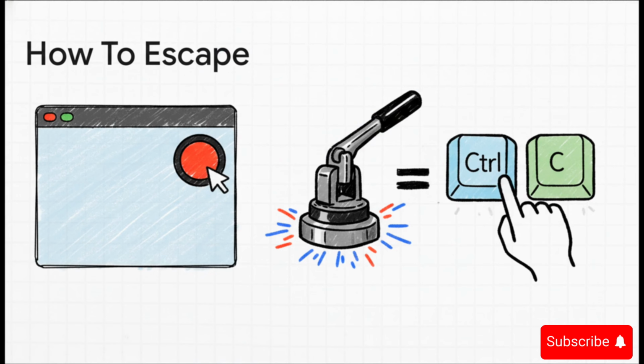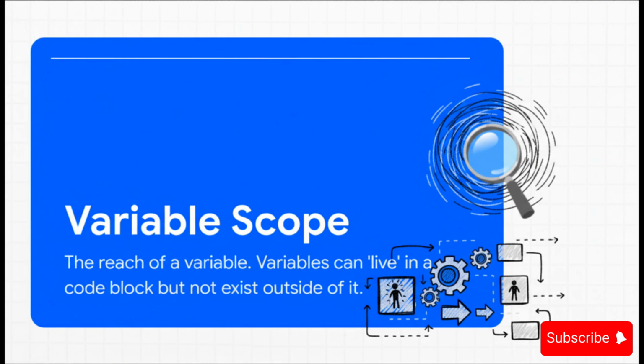Your first line of defense is usually a stop button right there in your coding software. But the classic, works-almost-anywhere method is to hold down the control key and press C. Think of it as the emergency brake for a runaway program. The other big thing to watch out for is something called variable scope.